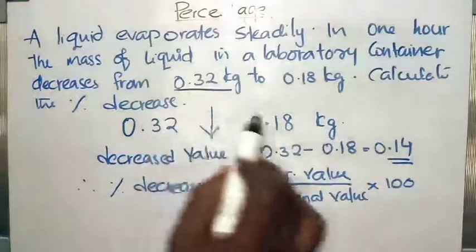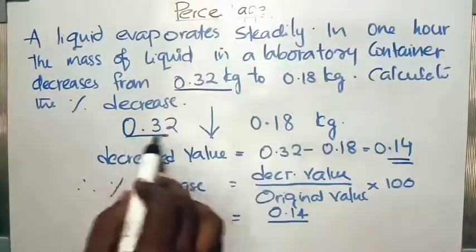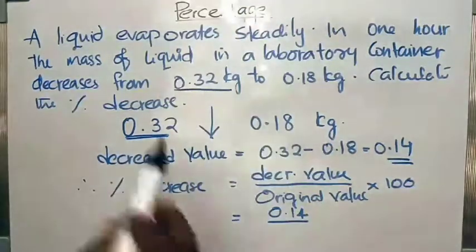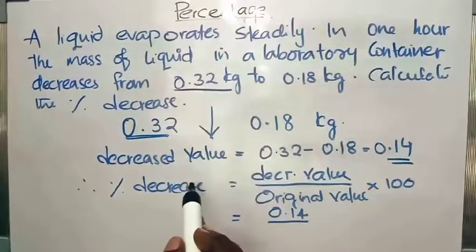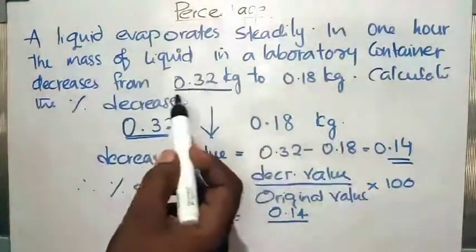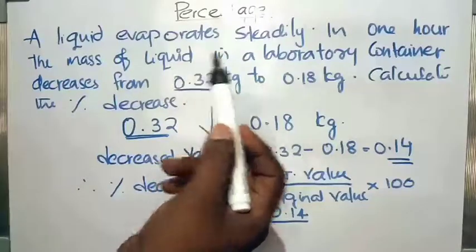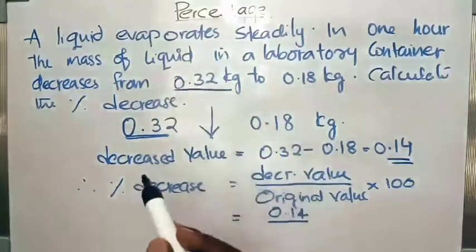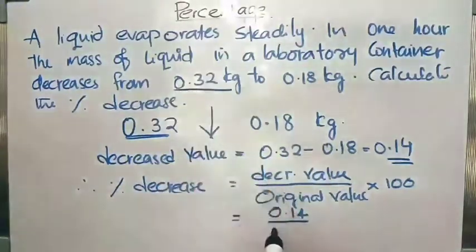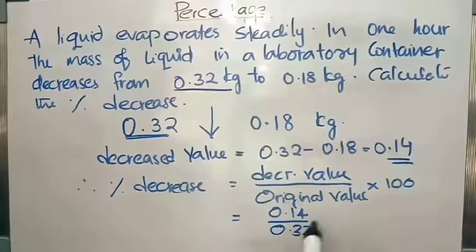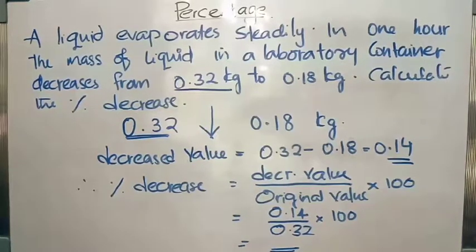Which is the original value among these? It is 0.32. How do you identify it? Because from the question itself it's given that it is decreased from 0.32 to 0.18. So the original value is 0.32 multiplied by 100. Now just find the correct answer for this.